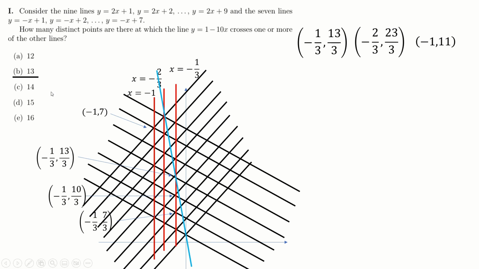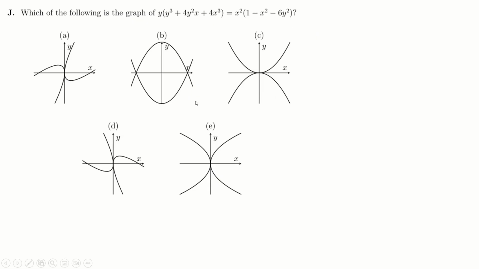Very fiddly question, I thought. But yeah, last question then. Immediately just put in 0, 0 and see what happens. If you do, you get 0 equals 0, so it definitely goes through the origin, so discount this graph.